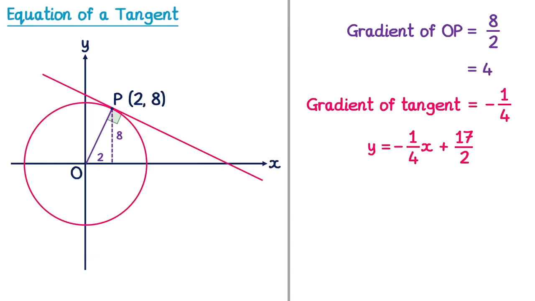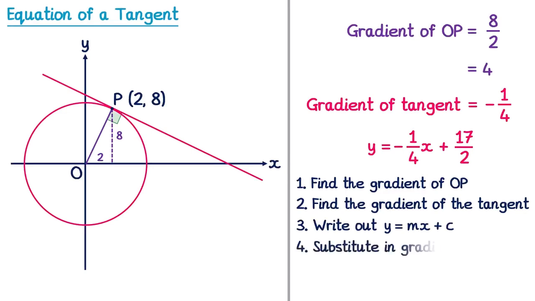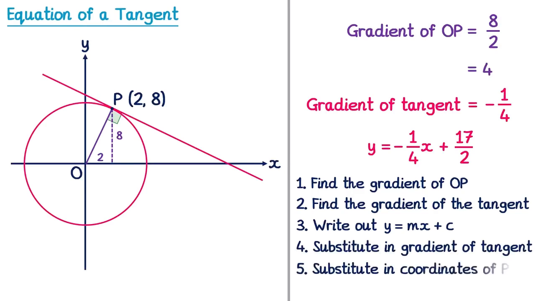The first thing we did was we drew in the line from O to P, and then we found the gradient of that line OP. We then used this gradient to find the gradient of the tangent. We then wrote out the equation of a line, y equals mx plus c, and we substituted in the value for the gradient. So in our case, it was negative 1/4. We then substituted in the coordinates for the point P, and then solved the resulting equation to find the value of c.